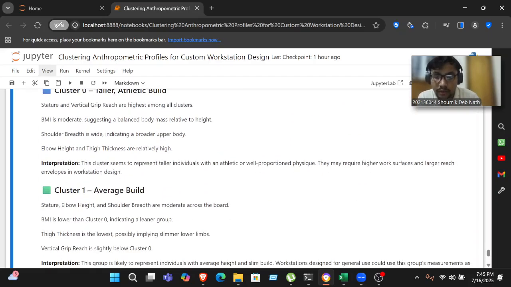The interpretation of this is that the cluster seems to represent taller individuals with an athletic and well proportioned physique. Come on, people who are taller have a broader feature, which refers to a more athletic body, perhaps.